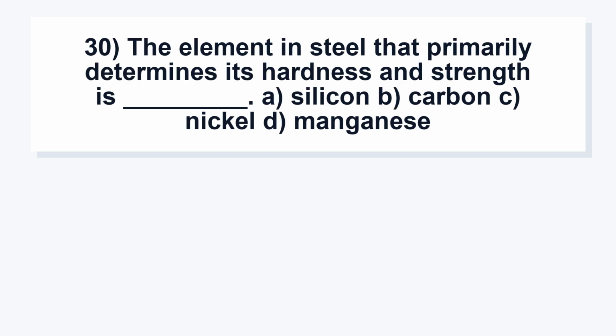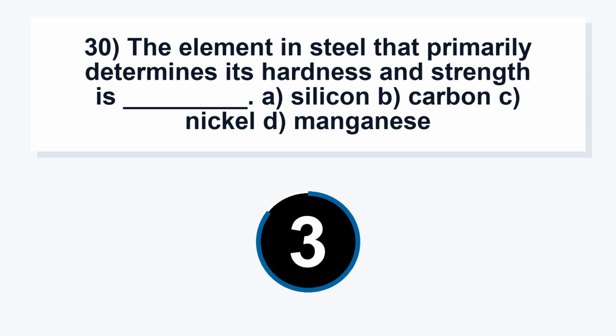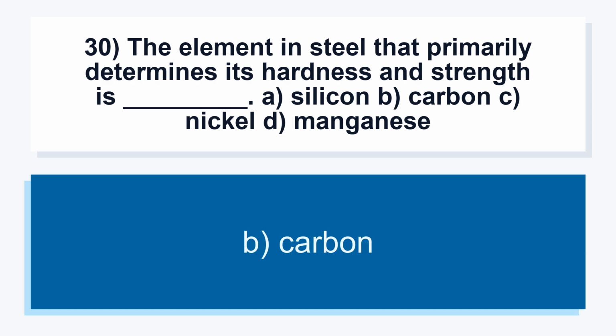30. The element in steel that primarily determines its hardness and strength is blank. A. Silicon. B. Carbon. C. Nickel. D. Manganese. B. Carbon.